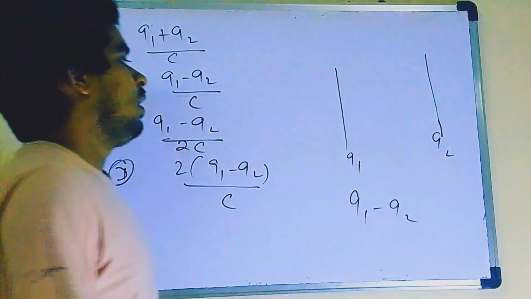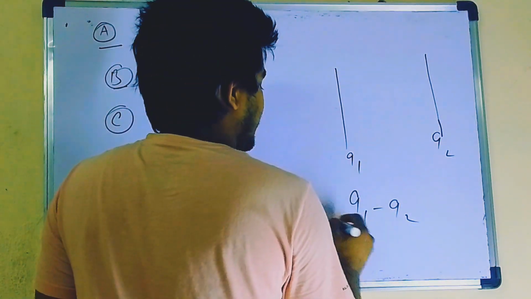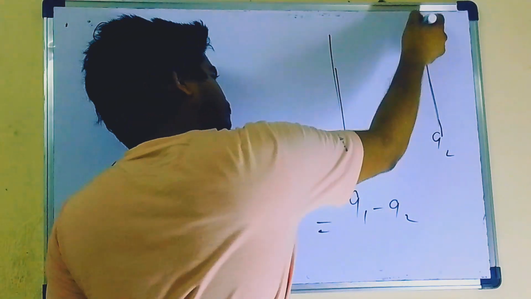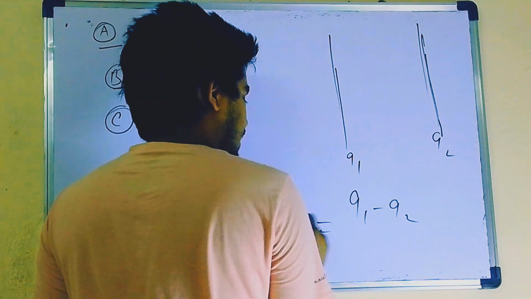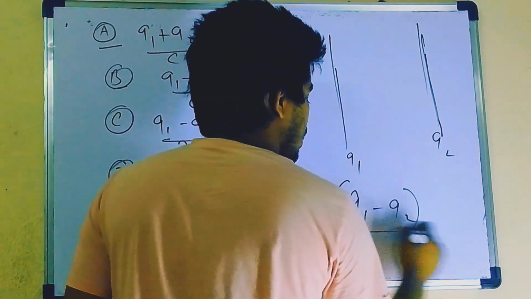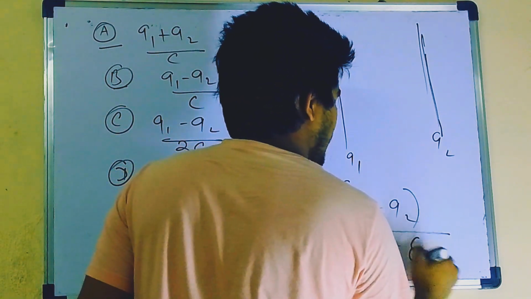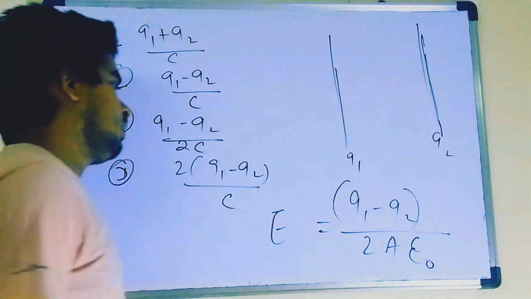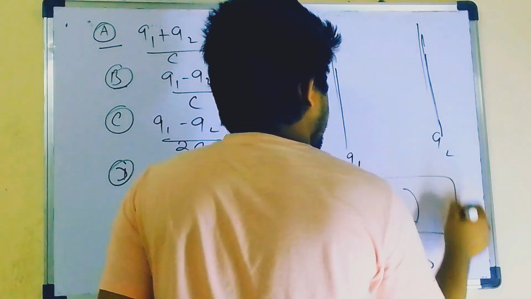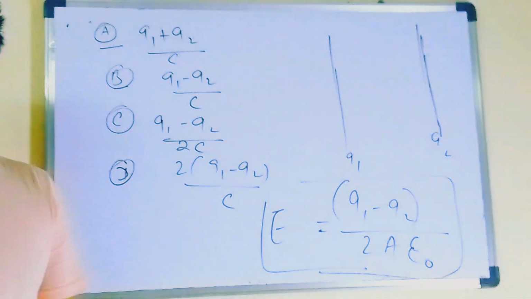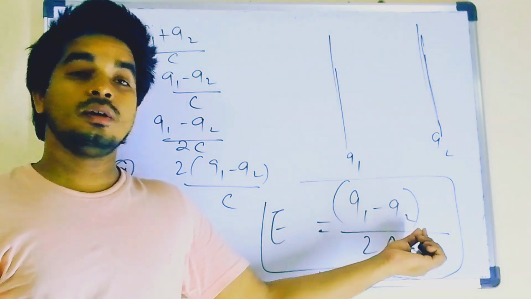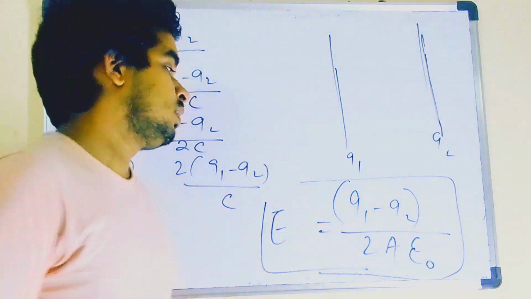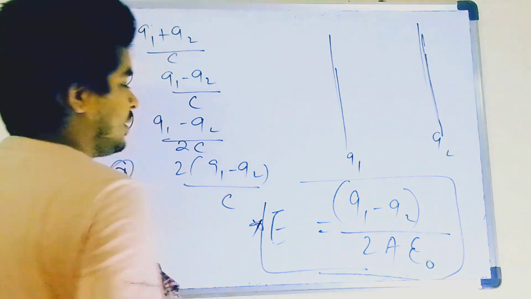Clear? I already taught you what the electric field is. What is the electric field between the plates? The electric field is equal to (Q1 minus Q2) divided by 2A epsilon naught. Clear? If you don't know, please keep this concept in your brain. Very important.